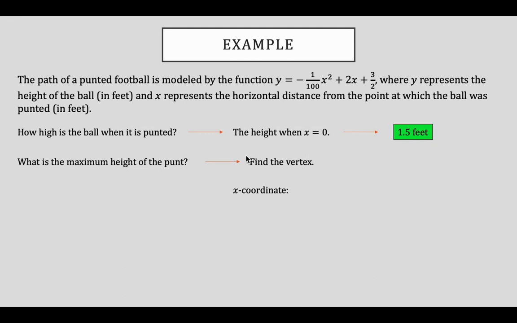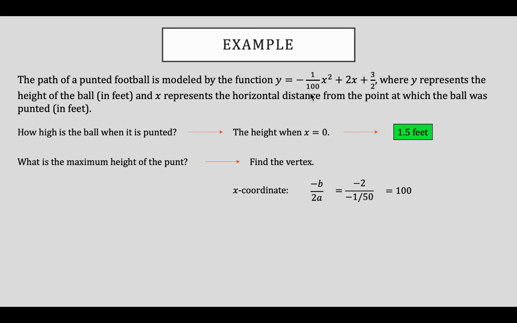So to find the x-coordinate, we take negative b, the opposite of b, and divide it by 2a. The opposite of b would be negative 2, divided by 2 times a, which would be divided by negative 1/50. Now, remember that dividing by a fraction is the same as multiplying by the reciprocal of that fraction. Instead of dividing by negative 1/50, we can multiply by negative 50 over 1, which gives us 100. Okay, x is 100 at our vertex.